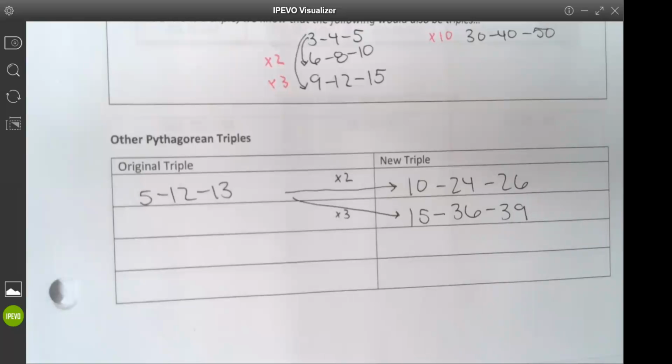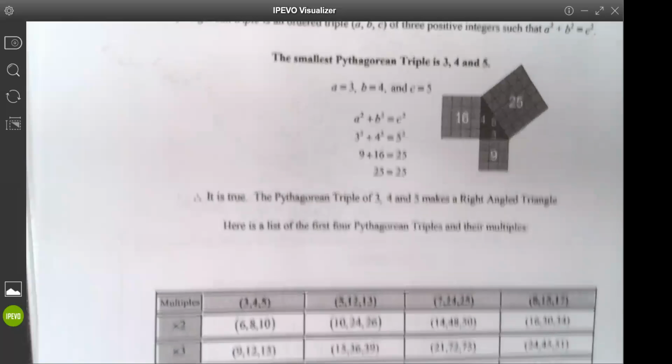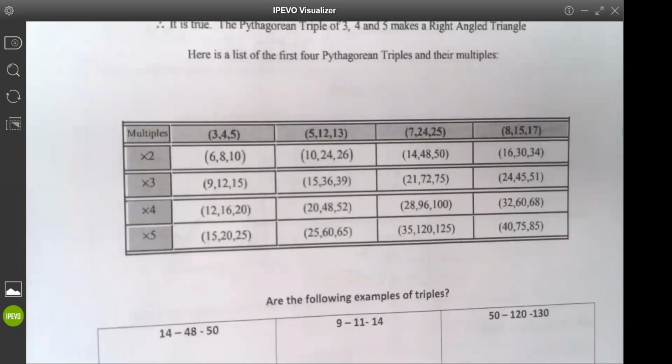So if we flip this page, it just gives us a few examples. We're not going to fill this one out. Okay, it shows us why this Pythagorean theorem works. Gives us some triples, and it just kind of gives us some multiples.